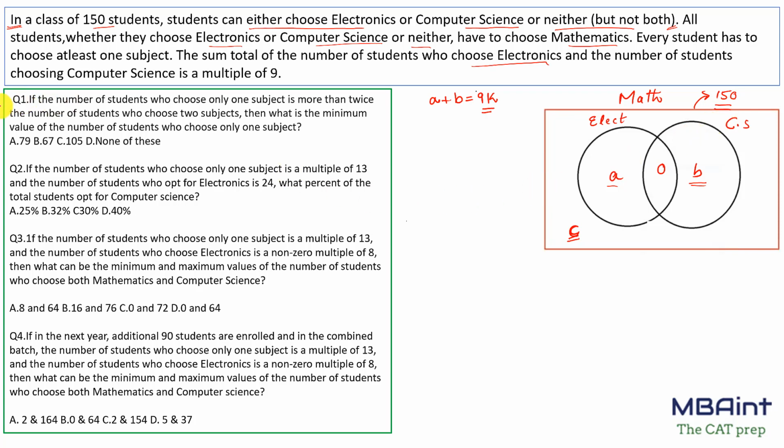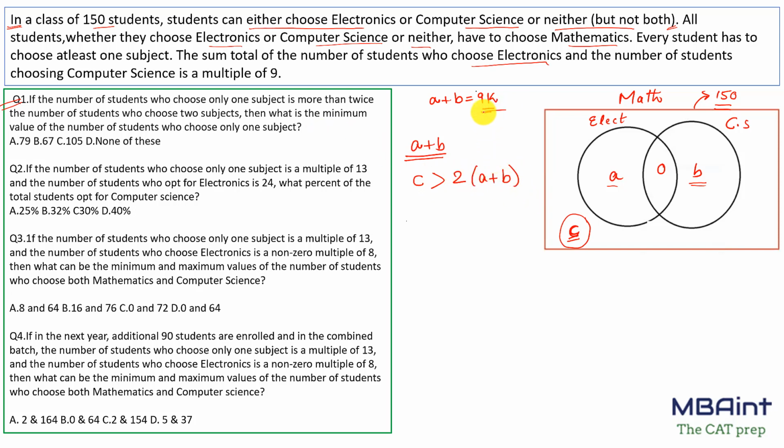Fine. Now the first question is, if the number of the students who chose only one subject, so who are the students choosing only one subject? C, right? Because A would be choosing electronics and maths, B would be choosing computer science and maths as a whole, but C would only be choosing mathematics. So this is nothing but C. The number of the students who chose only one subject is more than twice the number of the students who chose two subjects. So who are choosing two subjects? A and B. Okay. So according to the condition, A plus B, these are the students choosing two subjects, and C is more than twice of A plus B, right?